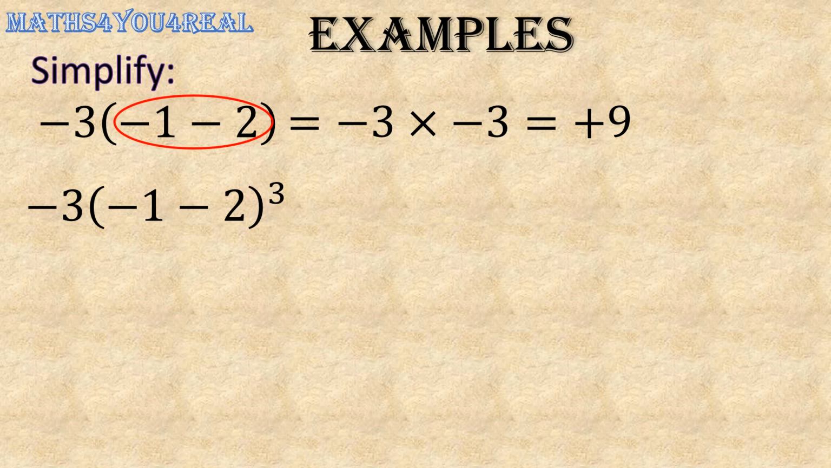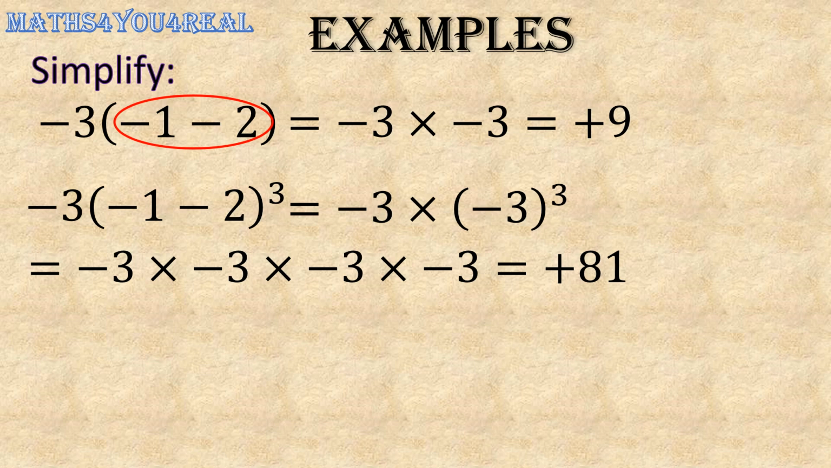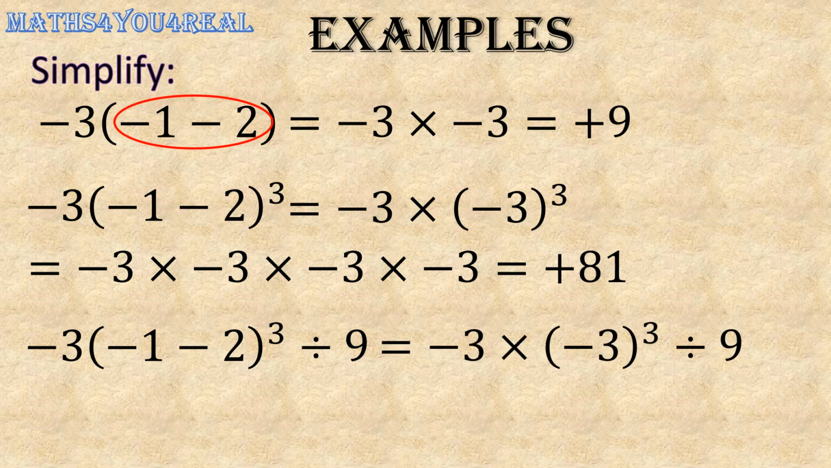The following requires that we simplify the content of the bracket, and then clear the exponent. Therefore, we have -3 times (-3) raised to power 3. Therefore, multiplying out the -3 gives +81. The following work starts with the removal of brackets, to the clearing of exponents, and finally division.